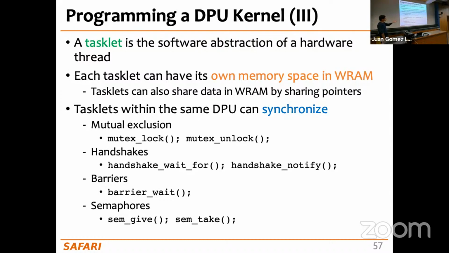Then we have handshakes. They are a way of moving data from one specific tasklet to another tasklet, or maybe more than one. This is why there are two functions or two APIs. One is to wait, the thread that needs to wait, while the other one is to notify, to let the other thread know that a certain value is already generated and it can use it. And then we have barriers. Barriers are just a synchronization point for all threads that are running together in the DPU in this case.